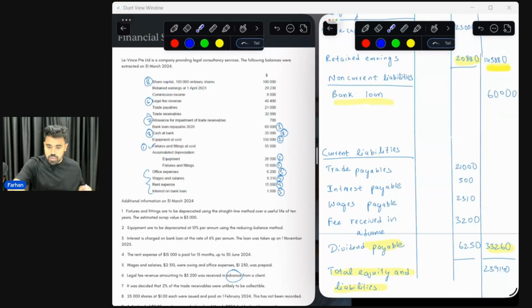So maybe I'll just do a quick check. 145,880 plus 60 is 205,880, and then you add 33, so that's 238,880, and then you add 160, which makes it 239,140. Yep, I'm pretty confident that our math is 100% correct. And that is exactly how you score a perfect 20 out of 20 in this question in paper 2. Okay. All right. So that was a good lesson.